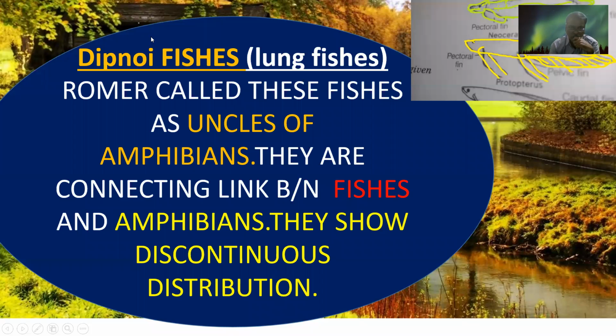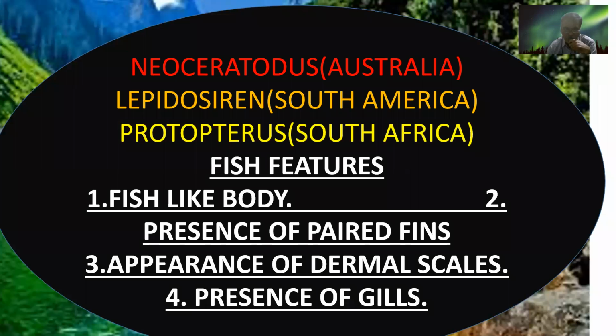Next one is dipnoi fishes. Dipnoi fishes are also called lungfishes. Romer, an American paleontologist, called these fishes the uncles of amphibians because the amphibians evolved from the fishes. They are the connecting link between fishes and amphibians. They show discontinuous distribution. Here you can see there are three forms of lungfishes. One is Neoceratodus. It is present in Australia, in Queensland.